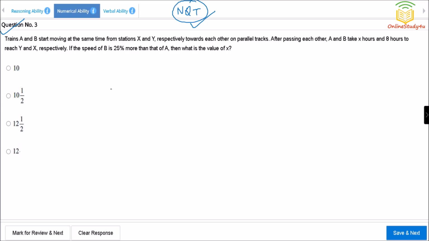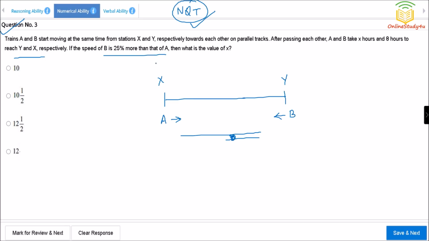Now train A and B start moving at the same time from X and Y. So trains A and B start moving at the same time from stations X and Y respectively towards each other on parallel tracks. After passing each other, A and B take X hours and 8 hours to reach Y and X respectively. If the speed of B is 25% more than that of A, then what is the value of X?